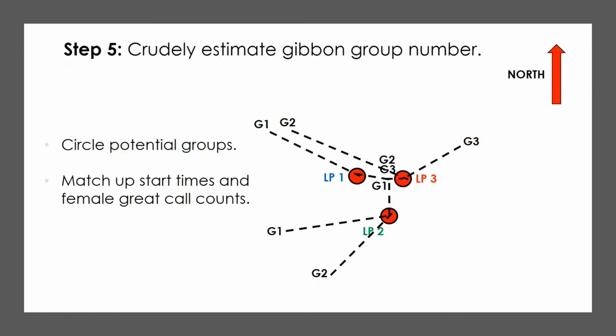Okay, and step five is basically we can now start to crudely estimate gibbon group number. And we do this by circling potential groups. And we know there's a potential group there if two or more listening posts potentially heard a group, or if a listening post heard a group that's quite far away from the other listening posts.